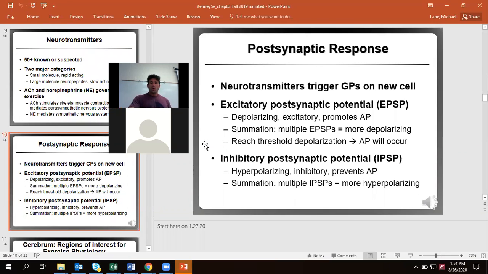Now, these graded potentials are going to be influencing whether or not we have a contraction or a lack of contraction. Through what's known as excitatory postsynaptic potential, if we're having these depolarizing effects, we're getting closer to that threshold, it's going to make it much, much easier for an action potential to occur. And the opposite is true with inhibitory postsynaptic potential.